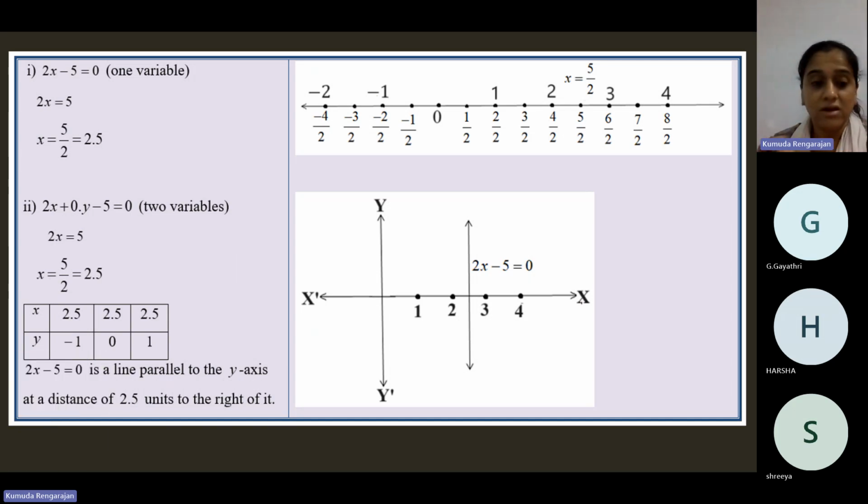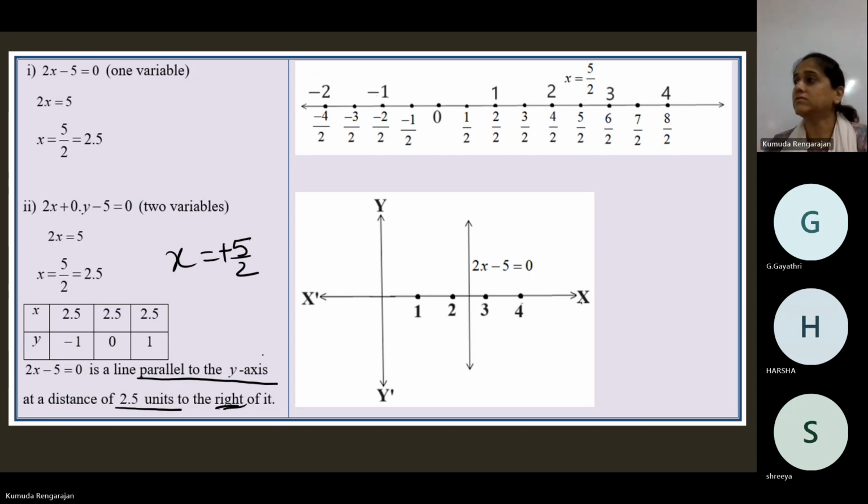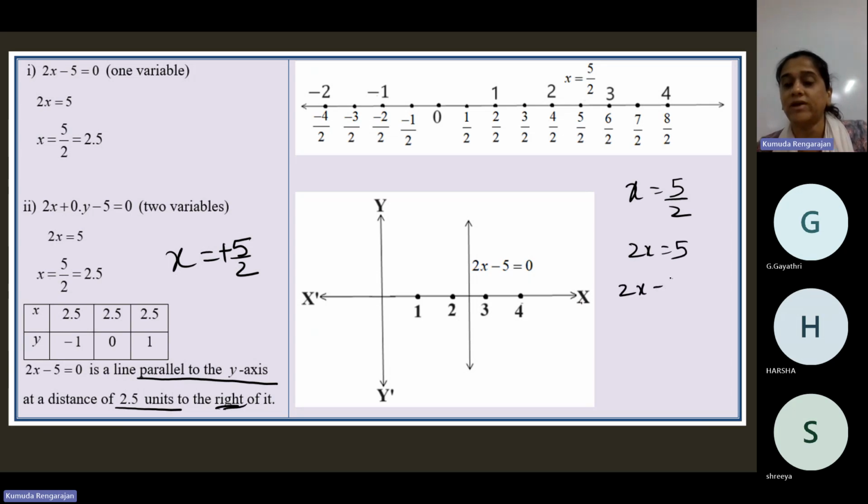I'm repeating it. Parallel to the y-axis: when you read this, you must write x is equal to. Next, at a distance of 2.5 units, let me take 5 by 2. Write 5 by 2. Write plus, so you don't have to show plus. x is equal to 5 by 2. Cross multiply, 2x is equal to 5. 2x minus 5 is equal to 0 is the required equation. Now, if you want to show two variables, then it will be 2x plus 0y minus 5 is equal to 0. That's all. Got the equation.